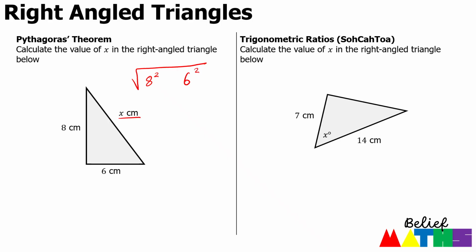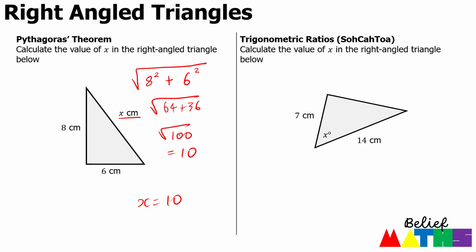And because I know x is my hypotenuse, I know this needs to be bigger, so I'm just going to add those together. Then I can just work those out. That's 64 plus 36, which is the square root of 100, which is 10. So x equals 10. If I was finding a shorter side and I was given the hypotenuse, I would just have the hypotenuse squared minus the other given side squared and work it out from there.